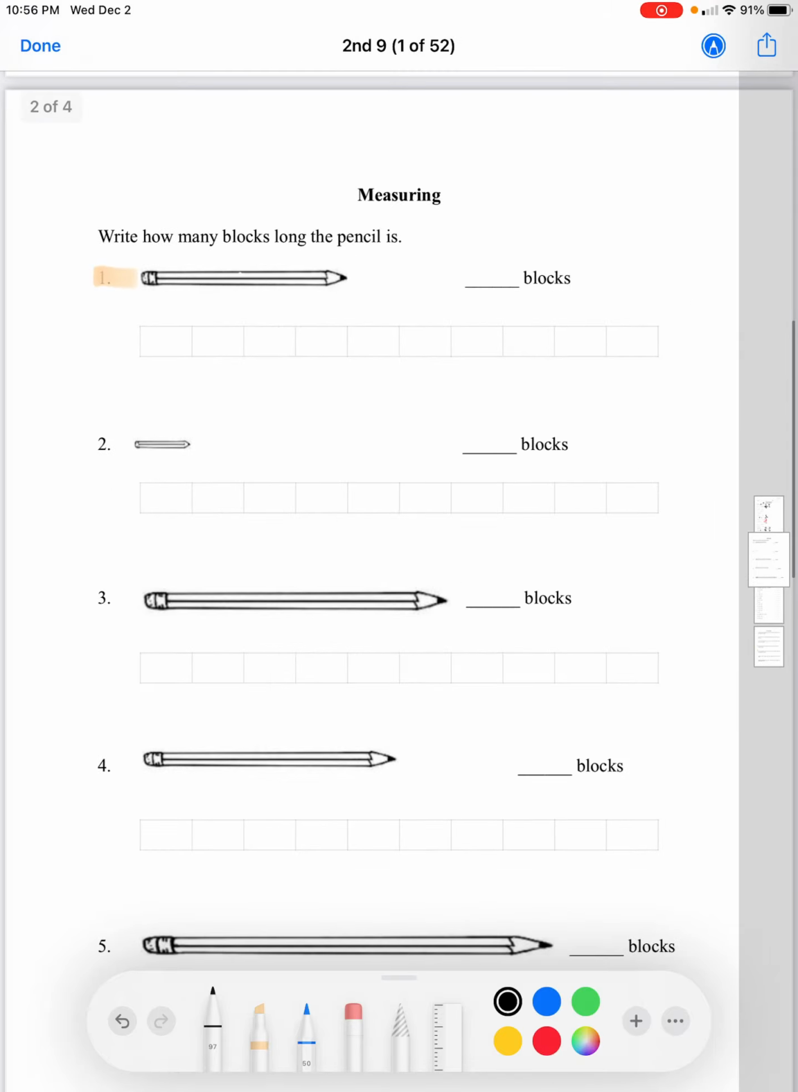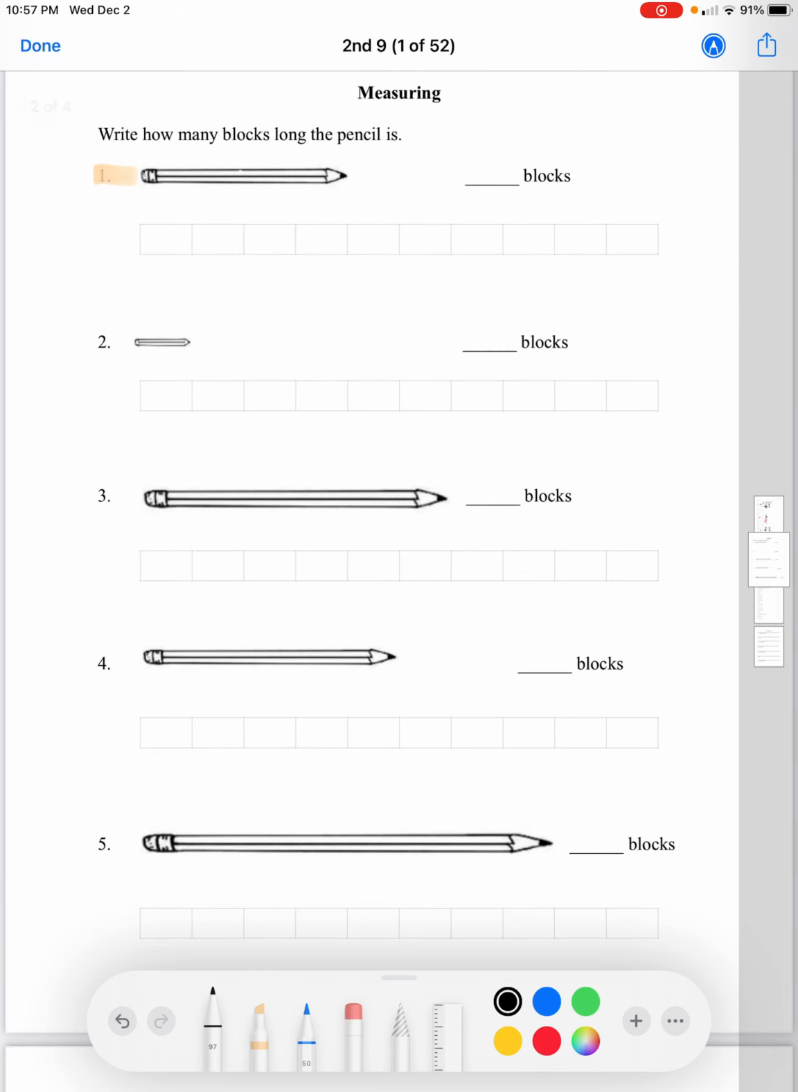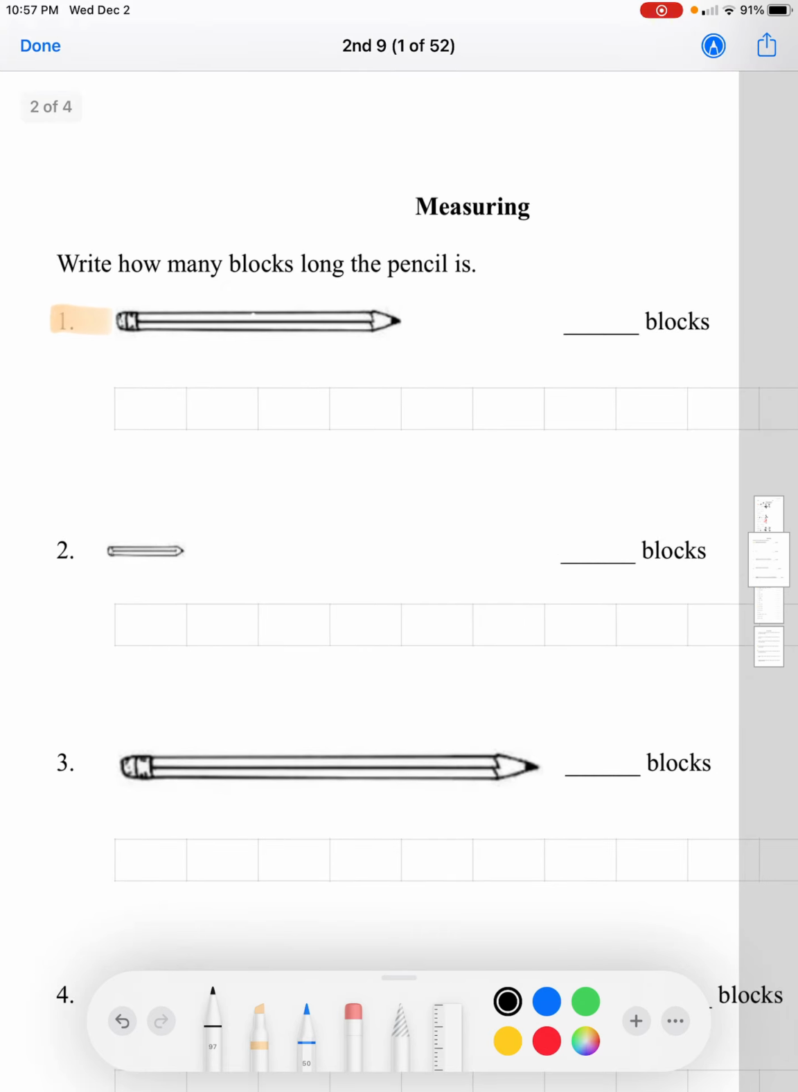So now this is our second page, the second topic. Now we're doing measuring. So we have a page of pencils and blocks. So we're trying to see how many blocks long the pencil is. So these pencils are all different lengths. So we're just going to go over the first example. We're trying to see how many blocks this pencil takes up. So we see that the pencil ends or starts right here.